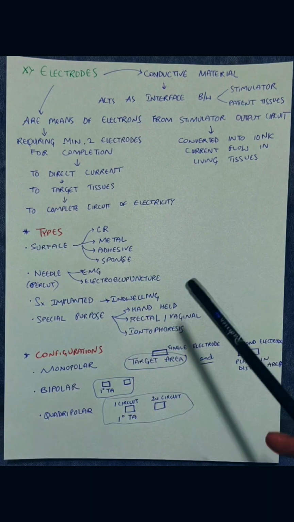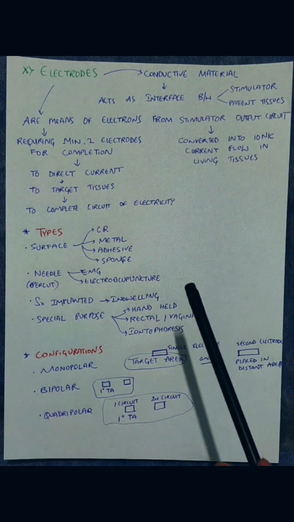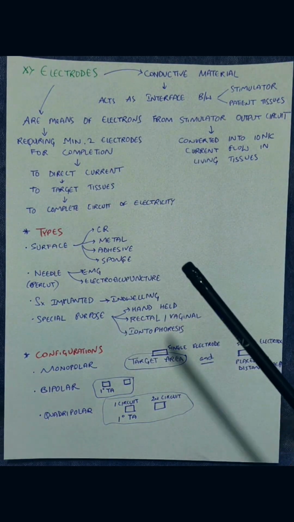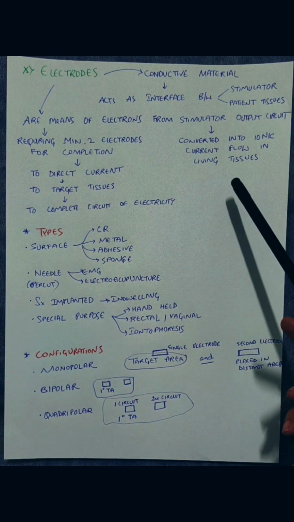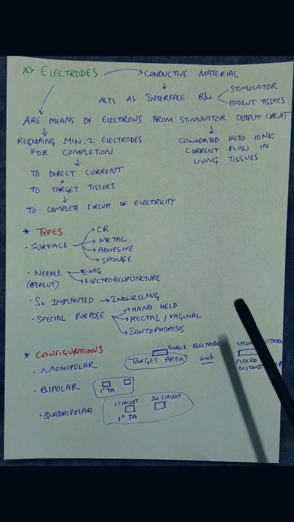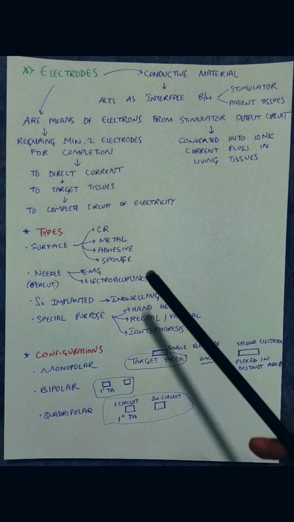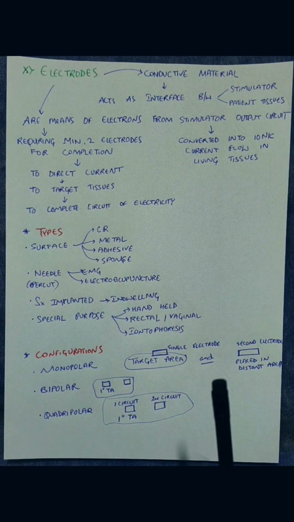Now electrodes are the conductive material that acts as an interface between the stimulator and the patient's tissue, the skin tissue. These electrodes are the means by which electrons from the stimulator output circuit are converted into ionic current flow in the living tissues. A minimum of 2 electrodes are required to direct the current to the target tissues and to complete the circuit of electricity.